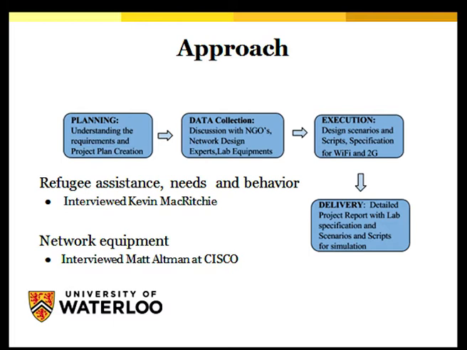For research on equipment, we spoke to Matt Altman at Cisco. Matt gave us insight on equipment such as network routers, gateways, and access points, which he himself used while setting up Wi-Fi all over Greece. After analyzing the data collected from phone calls with Kevin McRitchie and Matt Altman, we then went to our next step, which was execution. And this is where we fully designed our scenarios with fully detailed scripts and specifications with Wi-Fi and 2G equipment. This led us to our final step, which was delivery, which is a detailed project report with lab specs and scenarios, and this video as well.